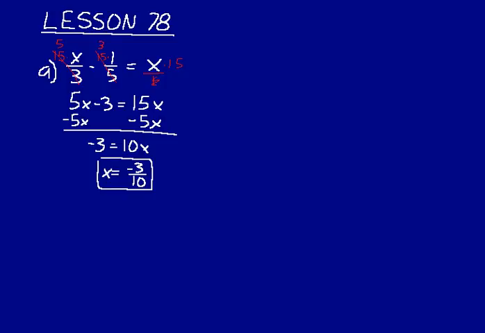So step 1 was to find the least common multiple of the denominators. Step 2 was to multiply every term on both sides of the equal sign by that least common multiple. Then we can cancel our fractions, and then we solve it just like we do all other algebraic equations in one unknown.